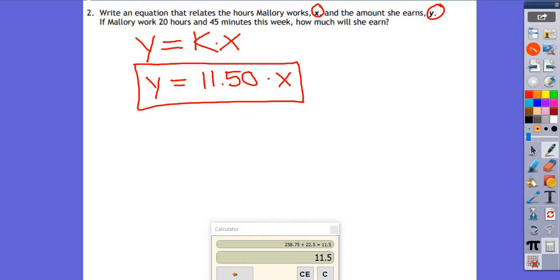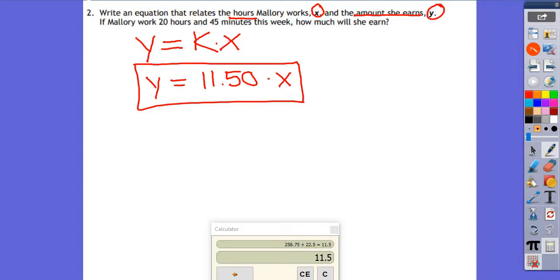How did I know X was representing hours? Because it says hours she works is X. Amount she earns is Y. So Y is representing hours or money? Money. X is representing hours. So that's my equation. I've only done the first sentence. Now I can do the second sentence now that I have an equation.